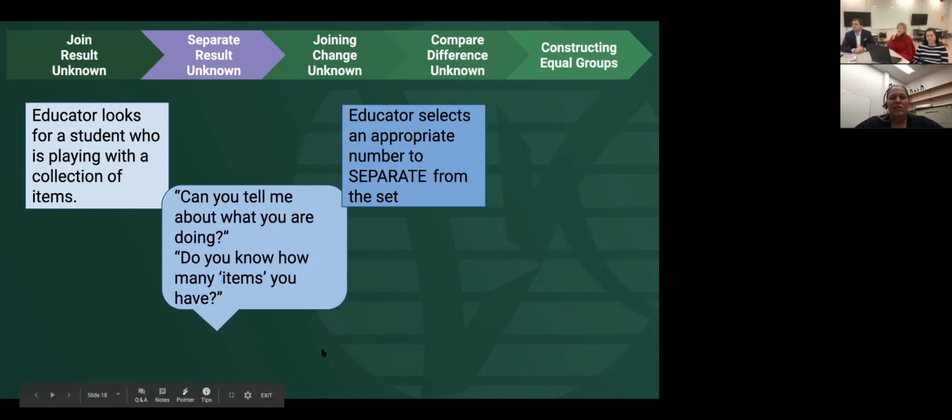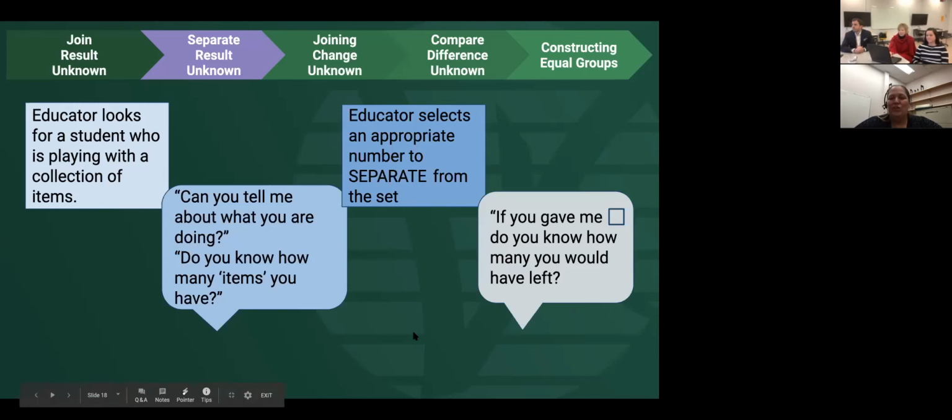And then you have to select an appropriate number to separate from the set. So you're going to take away. In this case, we're looking at a child with 7 blocks, and Jen, you opted to remove 2. So that's going to be part of your questioning. You could say, if you gave me 2 blocks, do you know how many blocks you would have left?